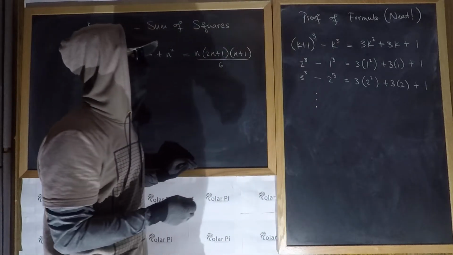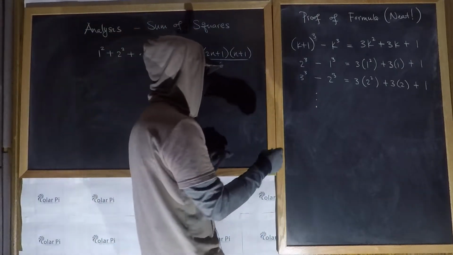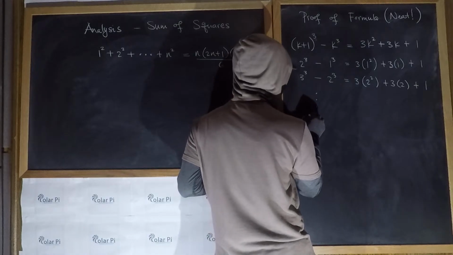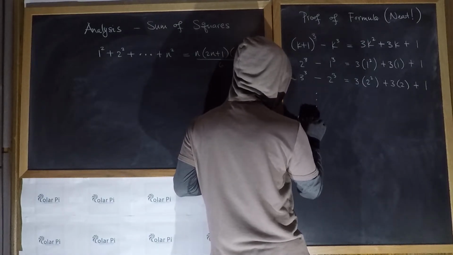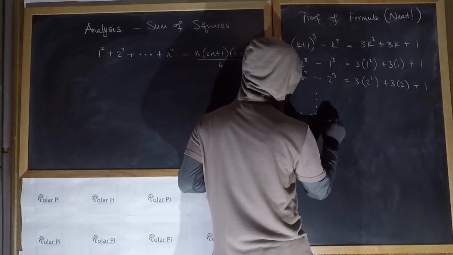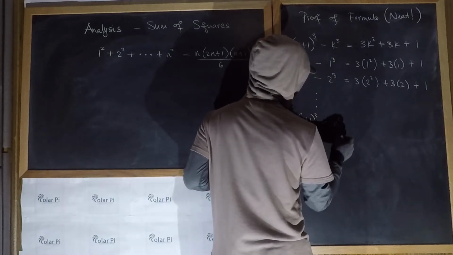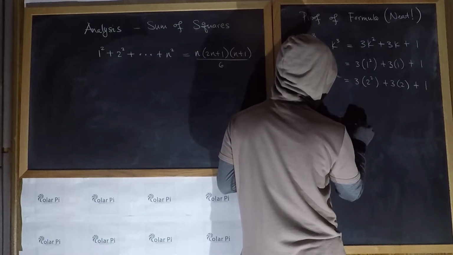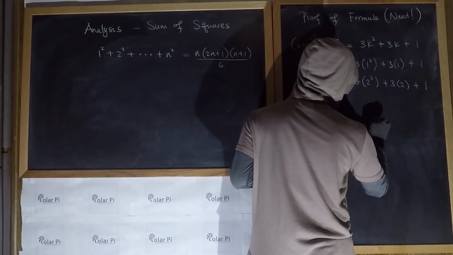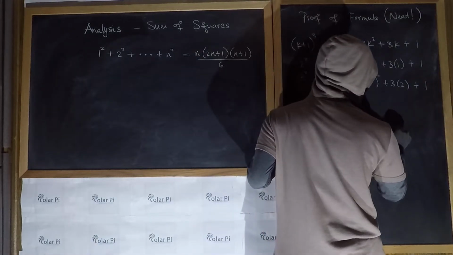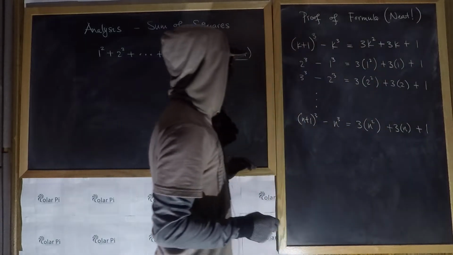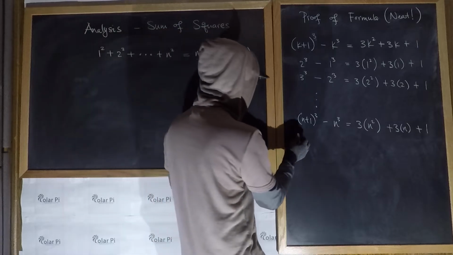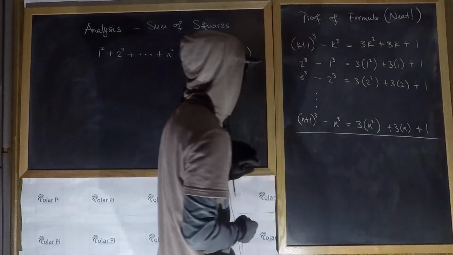Well, when k is n, we're going to get n plus 1 cubed minus n cubed is equal to 3 times n squared plus 3 times n plus 1. Cool. All right, now let's add this up.